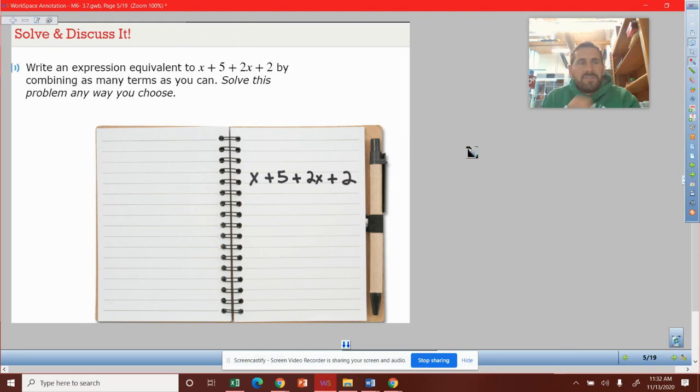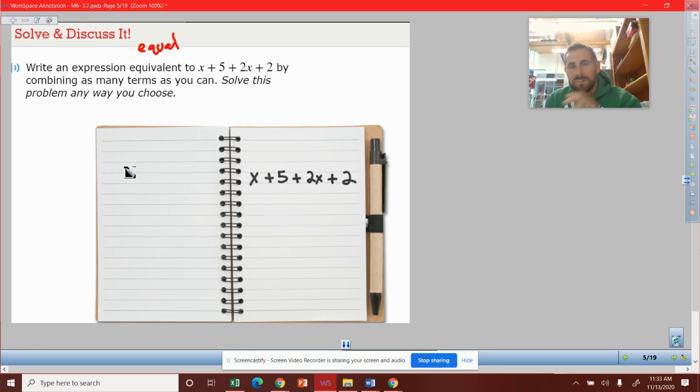Here's our solve it question. Write an expression equivalent. Remember, what does equivalent mean? Equivalent is another fancy word for just equal. So write an expression equal to x plus 5 plus x squared, or 2x plus 2 by combining as many terms as you can. Solve this problem any way you choose.